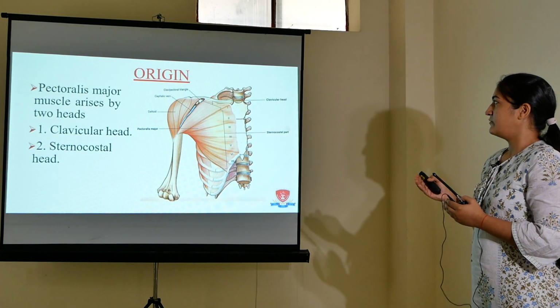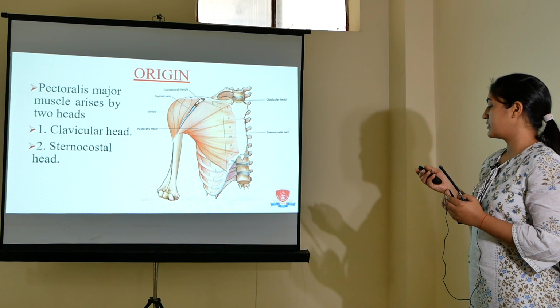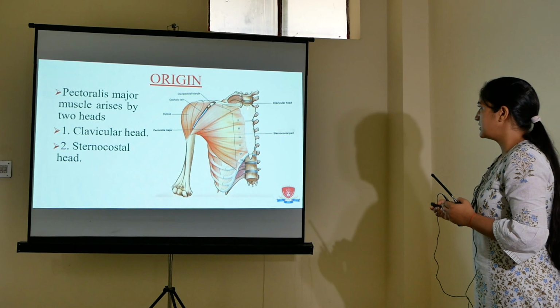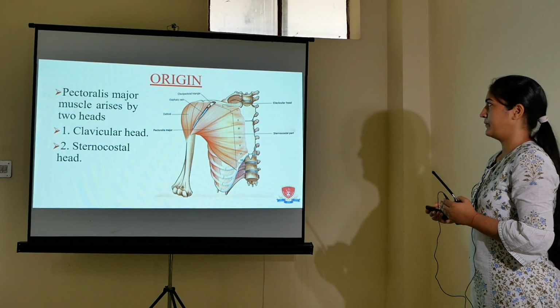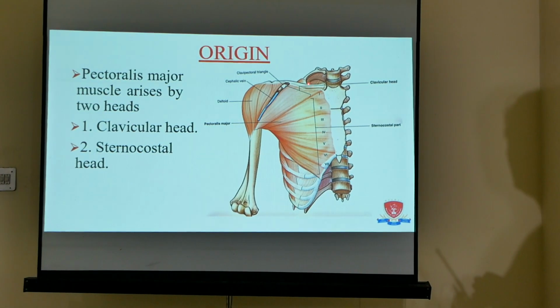Now in every muscle we will be discussing the proximal attachment, or origin. So the proximal attachment of this muscle is, it is arising from the clavicle and from the sternum as well as the costal cartilages. For the clavicle part, if you can see, this is the medial portion of the clavicle from where the fibers are arising and going towards the humerus. So these are the clavicular fibers of the pectoralis major, and the rest are the sternocostal fibers of the pectoralis major muscle. So we have a clavicular head and a sternocostal head of the pectoralis major muscle.